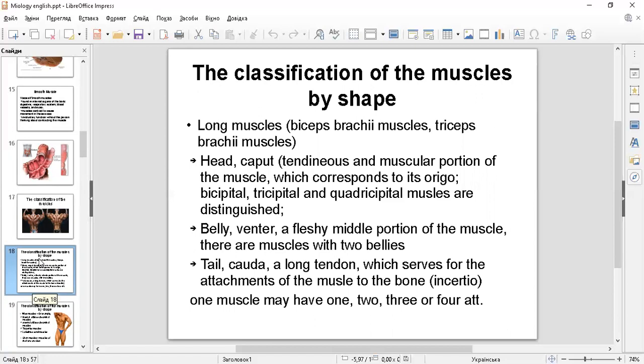Belly, venter: a fleshy middle portion of the muscle. There are muscles with two bellies. Tail, cauda: a long tendon which serves for the attachment of the muscle to the bone. Insertion. One muscle may have 1, 2, 3, or 4 attachments.